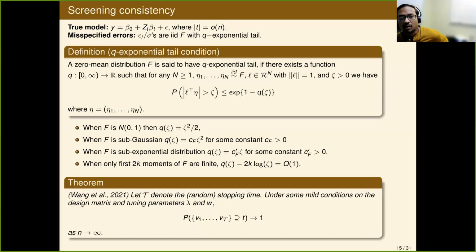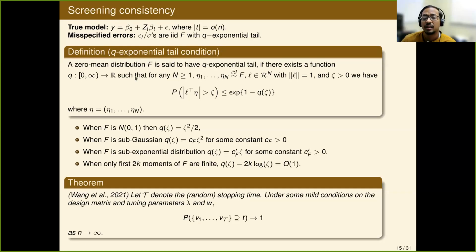And it has screening consistency properties. That is, let's say our true model is actually T, where T is little o of n. So the number of markers that are important scales at a lower order than the sample size. And even though we constructed the method assuming the responses are Gaussian, let's suppose for now that the errors are misspecified. That is, the normalized errors come from a distribution f with q exponential tail.